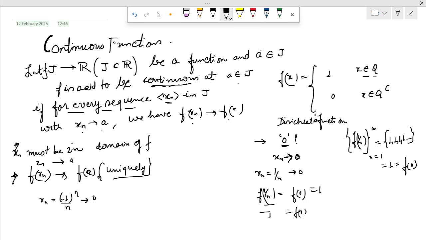This also converges to 0, but f(xn) does not converge at all. It does leave f(0). It does not converge at all. So clearly, the function is not continuous at 0. Because why? For every sequence converging to 0, f(xn) must converge to f(0). But here is a sequence which converges to 0, but f(xn) doesn't even converge, it leaves f(0).